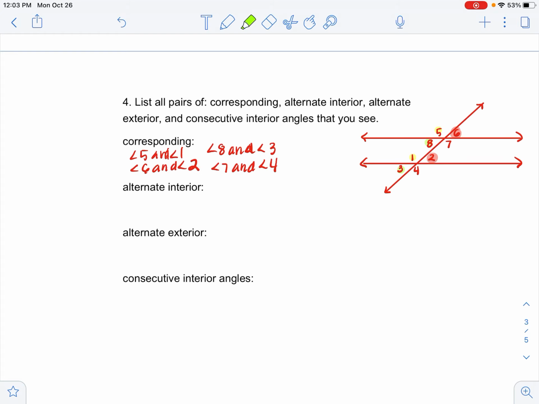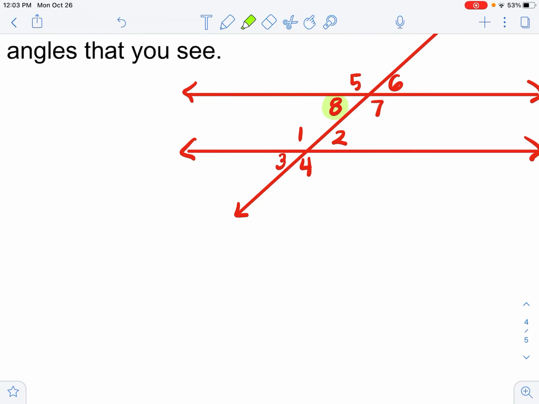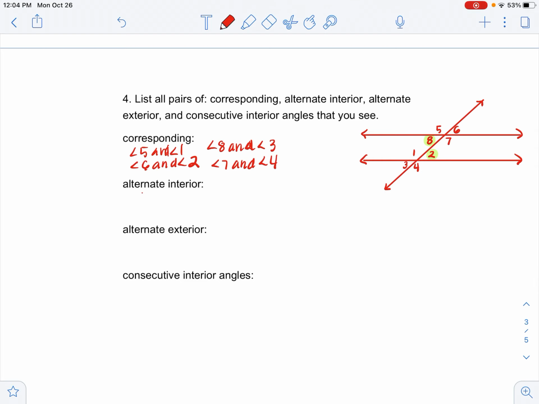All right, how about alternate interior angles? Okay, alternate interior angles. I want them on the inside, so I'll start with 8, and I want the opposite side of the transversal. So 8 and 2, and then 1 and 7. Angle 8 and angle 2, angle 1 and angle 7.